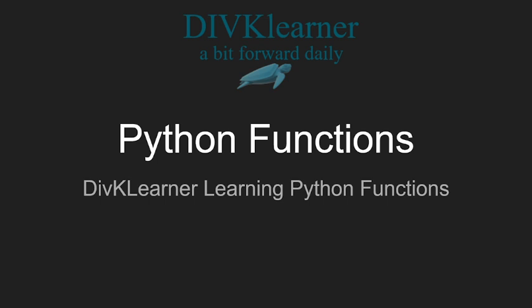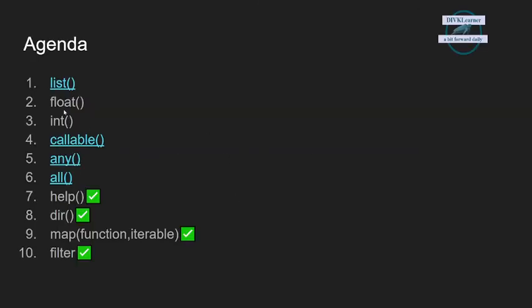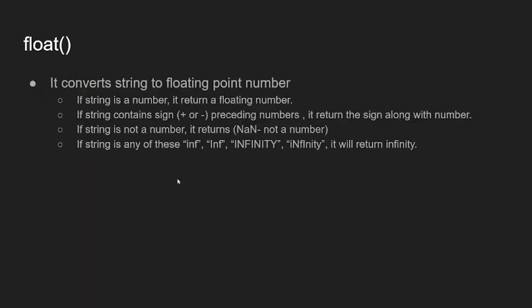So we are talking about another Python function, and it's the float function. So let's just start. The part that we are talking about today is float. So float is again a data type in Python. It is for representing a number. But it is also used as a method to convert strings to a floating number, and that's what we are emphasizing for today's session.